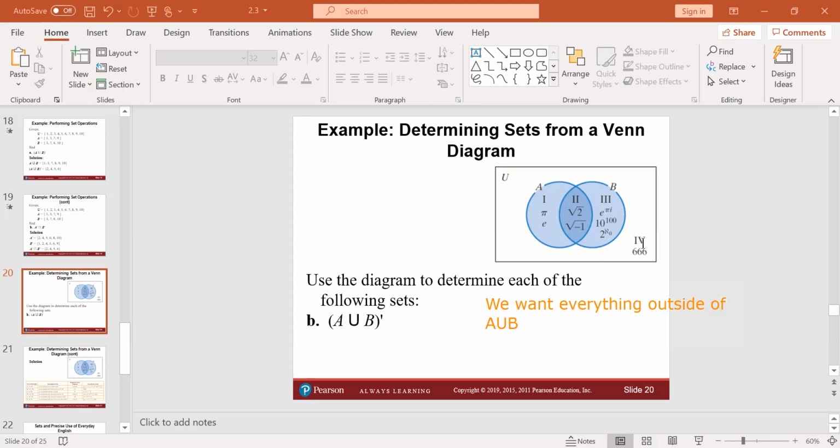The only thing that's going to be outside of A union B is the number 666. Which again, I don't know why they used that. That seems like almost like you're being sarcastic or like a little teenage punk, you know. It's 666. But okay, that would be the only thing in A union B complement.